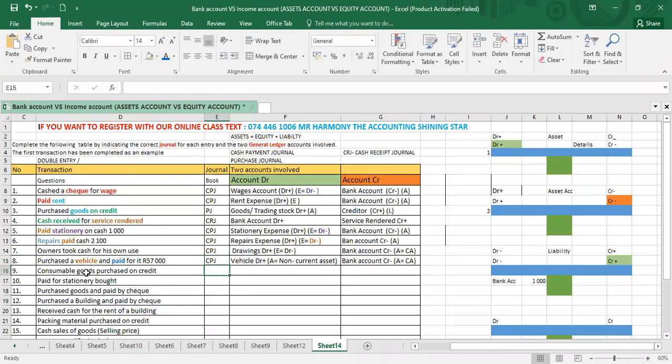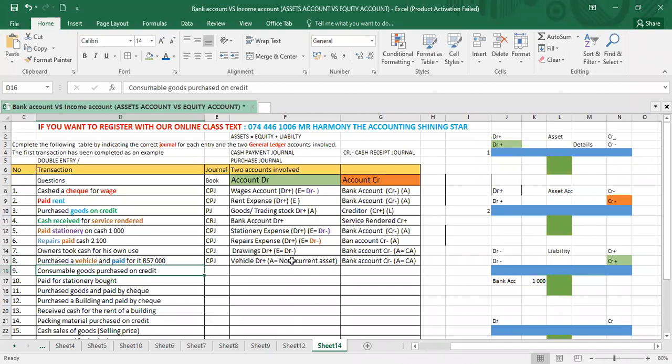Powerful. Can you kindly just read number 9? Consumable goods purchased on credit. Okay, you can read, please. Thank you. Consumable goods purchased on credit. Powerful. Consumable goods purchased on credit.